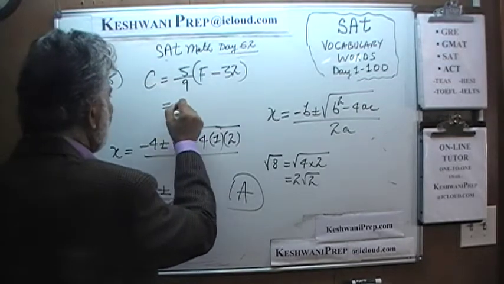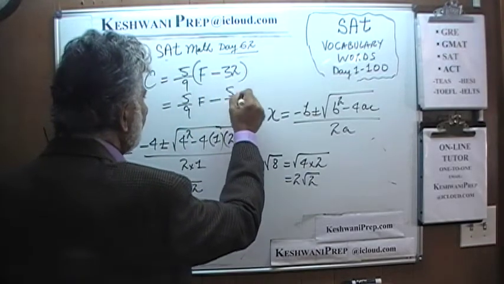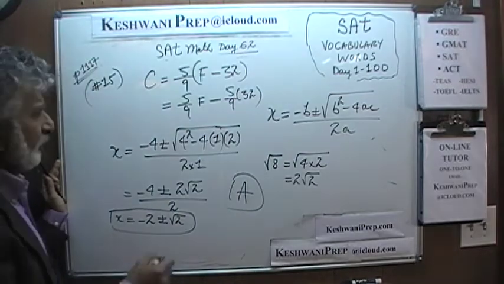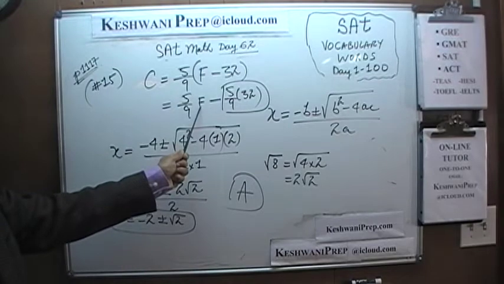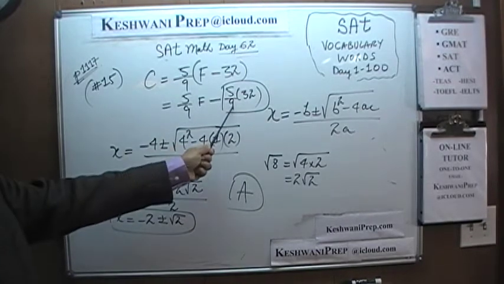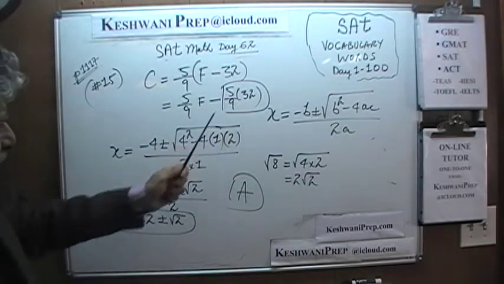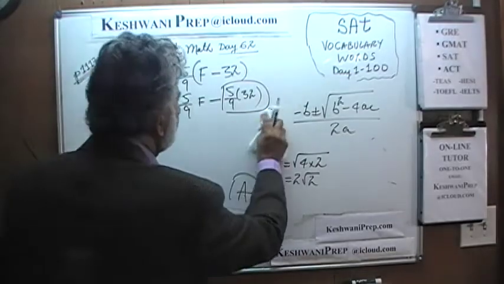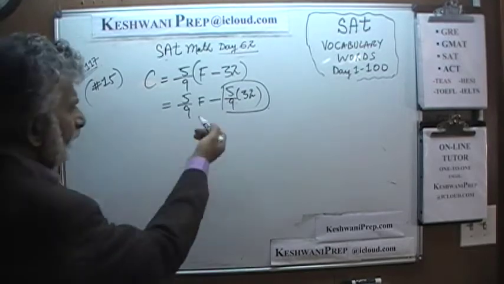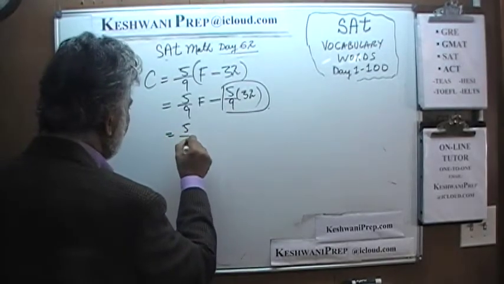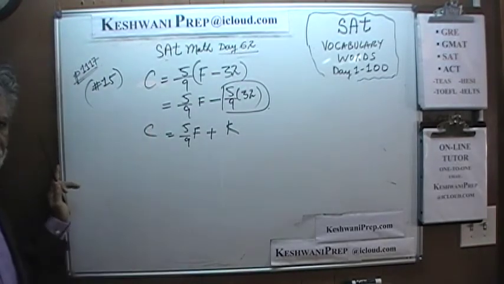If we open the parentheses, we're going to end up with 5/9 f minus 5/9 times 32. This part that you see there is our intercept. When f is equal to 0, that's the value of c. We're not interested in that part. We're just interested in slope, and the question they're asking here has to do with slope. That's just the intercept. Since we're not interested in it, we just put down 5/9 f plus some constant, whatever that constant happens to be. That is the c. Now, what does this tell us?